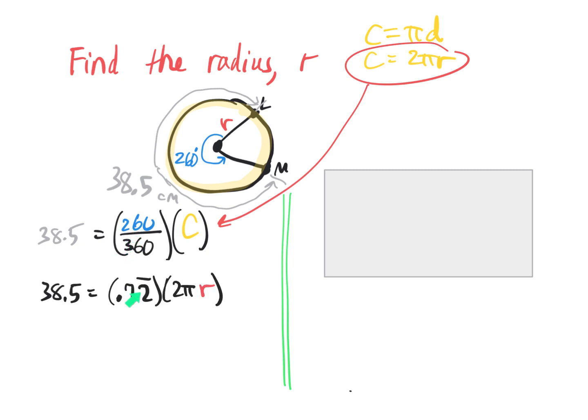So this fraction is this decimal using our calculator. The circumference is 2 times pi times radius. Radius is what we're looking for. So now we just need to solve for r.